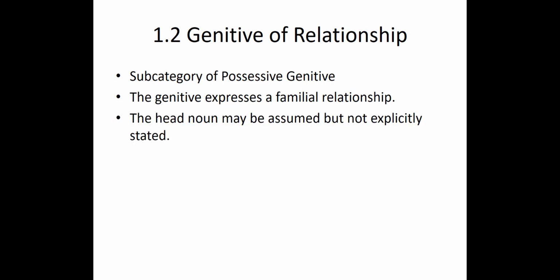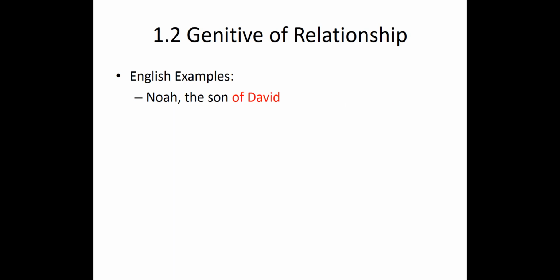There's a subcategory of possessive genitive that we'll call genitive of relationship. This genitive is expressing some sort of familial relationship. It could even be a spiritual family, but it's expressing some sort of relationship. One thing to note here is that the head noun will sometimes not explicitly appear in the text. I'll show you what that looks like in just a moment. So I might say Noah, the son of David. Of David would express this familial idea. Or Jenna, the wife of Garrett is expressing this relationship.